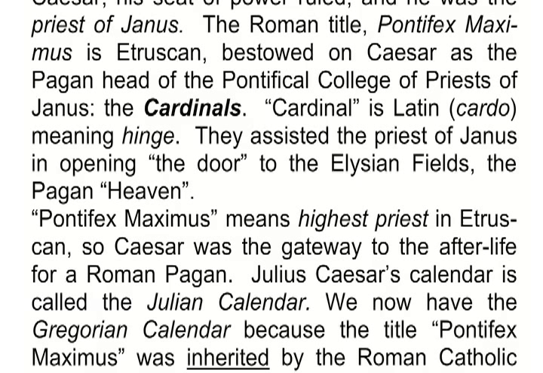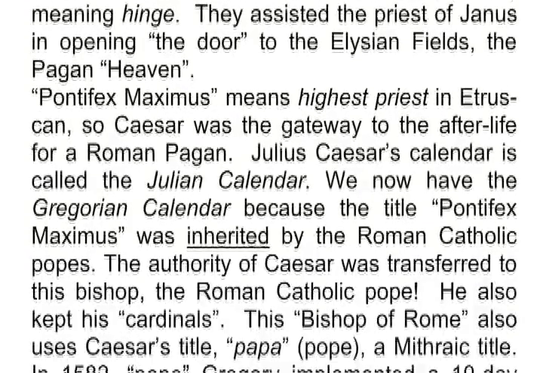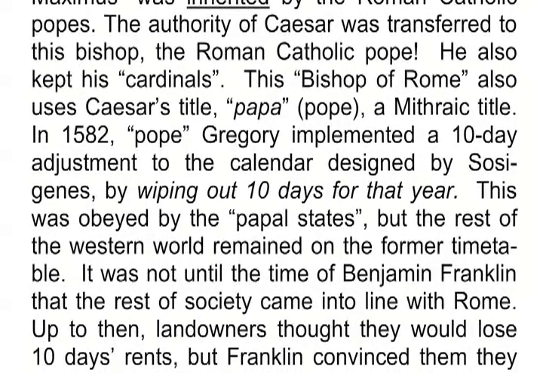Julius Caesar's calendar is called the Julian Calendar. We now have the Gregorian calendar because the title Pontifex Maximus was inherited by the Roman Catholic popes. The authority of Caesar was transferred to this bishop, the Roman Catholic pope. He also kept his cardinals. This bishop of Rome also uses Caesar's title, Papa or Pope, a Mithras title.